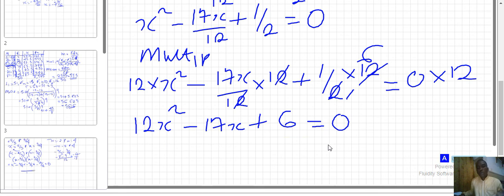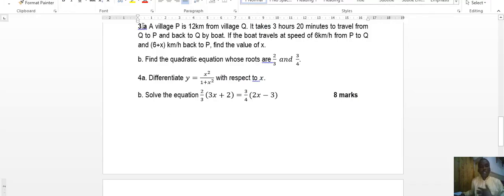So watch out for the next video. We're going to look at the solution to the A part of this question, which is going to be a lengthy one, and we're going to solve that, finding the value of x, which is the speed.